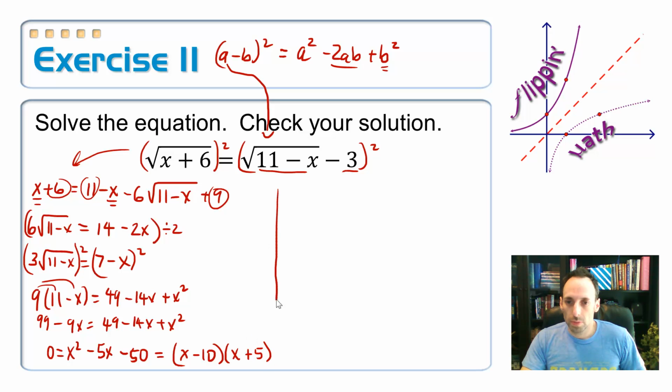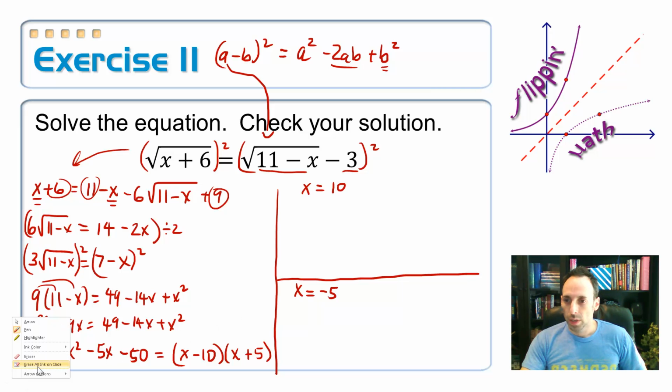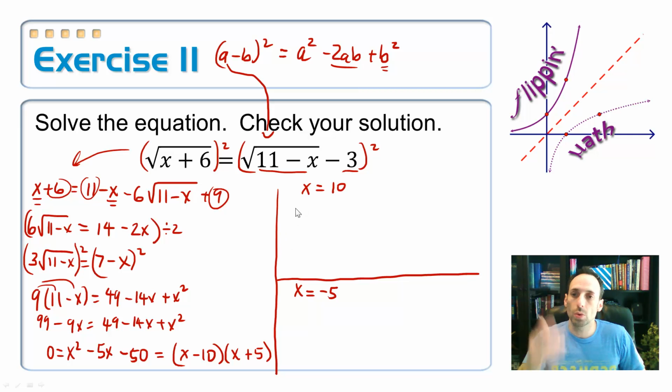Okay, so this means I could possibly have two answers here. X is equal to 10 and x is equal to negative 5. Let's try them both out. On the 10, I'm going to plug the 10 back into the original equation.